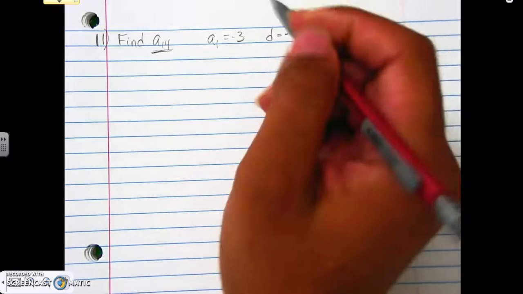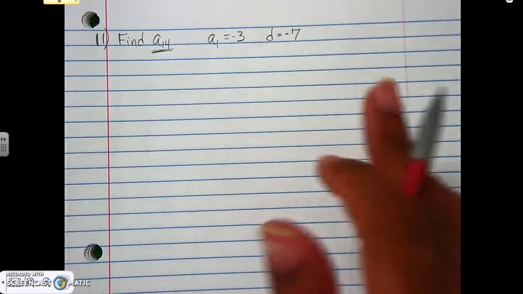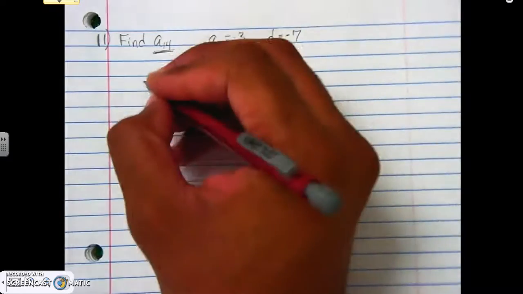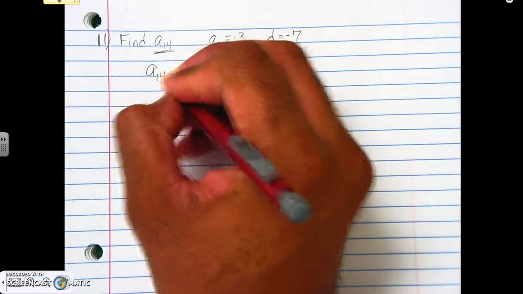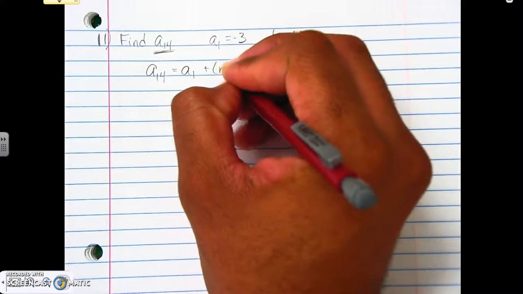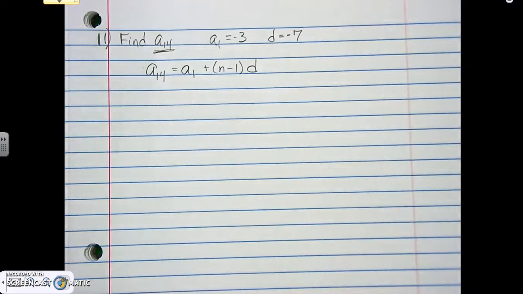Or if you just want to, you can go ahead and do -3 plus -7 all the way until you get to that 14th term. It takes longer, but you can do that too. Alright, so here we get A1. We use this formula here, the recursive formula part, really.